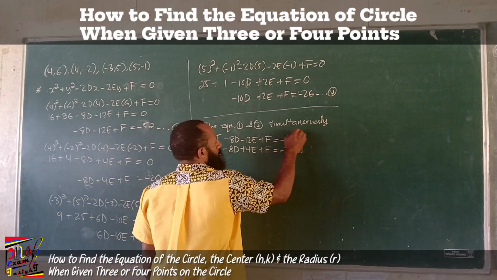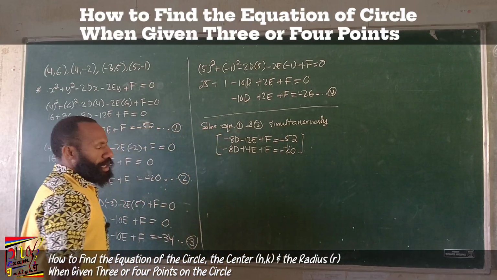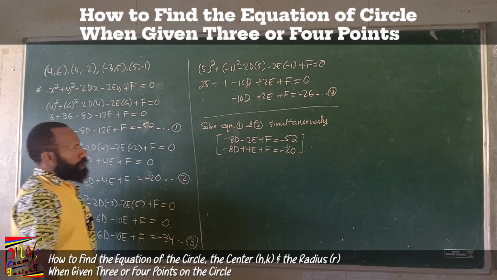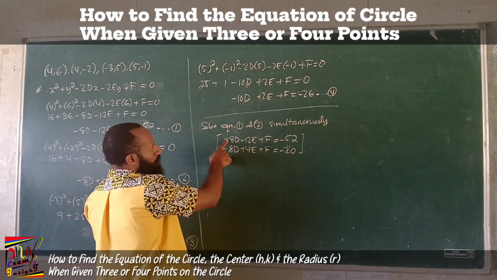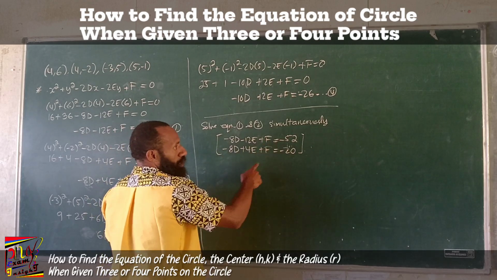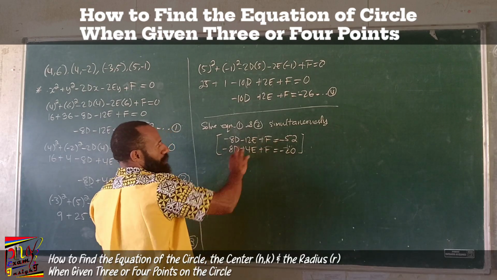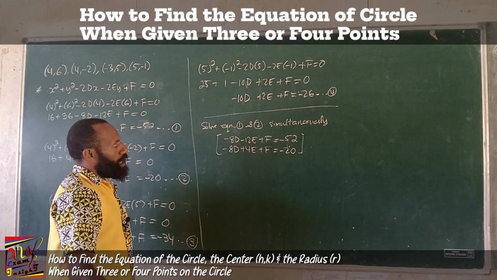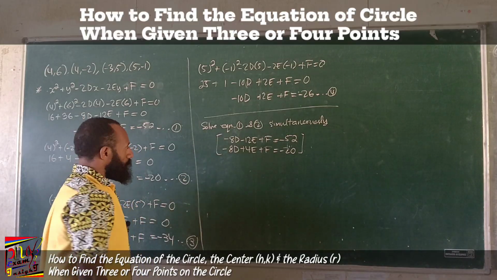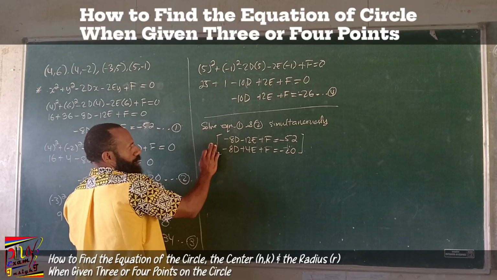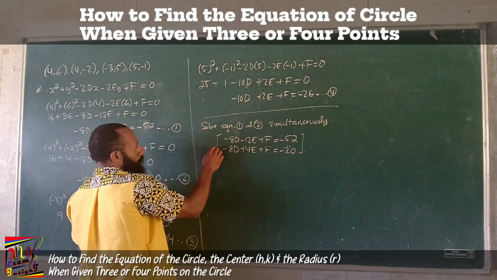We can eliminate 2 unknowns and find the value of the other unknown. So look here. We have negative 8D here. We have positive F here. So to eliminate those ones, are we going to add or subtract? Subtract. Okay, we're gonna subtract. So let's say subtract equation 1 from 2 or 2 from 1.